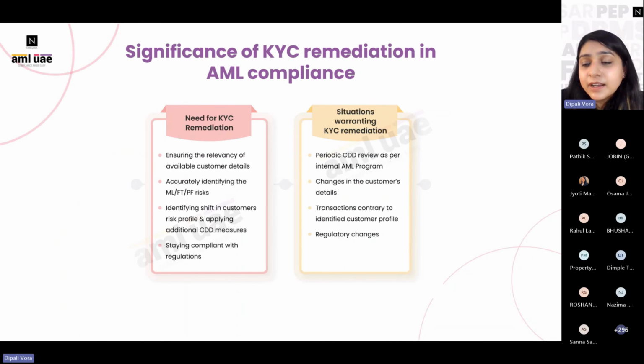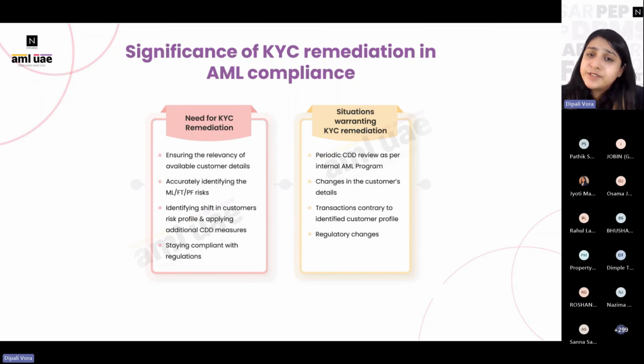KYC remediation and AML compliance, how are they related? KYC remediation means that you are updating the KYC information with respect to your customers. When you remediate the KYC of customers, you are just getting yourself updated with respect to the risk of that customer. If there is anything missed out, maybe in 2, 3 months, or adverse media is there, you're making sure that the data you have is in line with the current profile of that customer. So in such situations, it's important that you have proper KYC remediation.